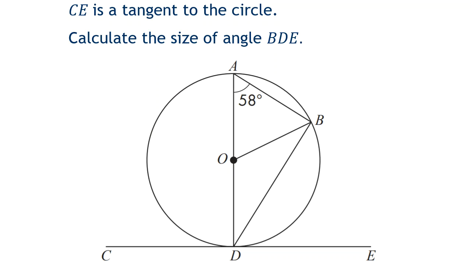So that's the line CE which runs along the bottom here. It's a tangent line, and from that we know that the tangent meets the radius at 90 degrees. So I'm just going to draw in the radius OD there and just mark on the 90 degrees. So that we know that's 90, and we also know that that is 90. Now we're told to calculate the size of angle BDE. So it might be worth identifying BDE.